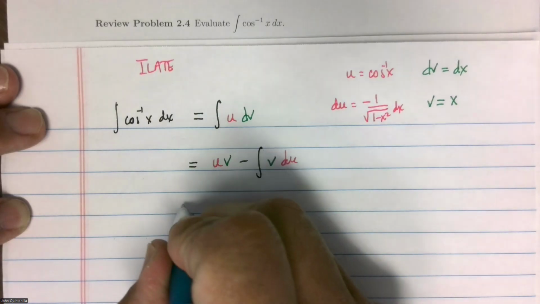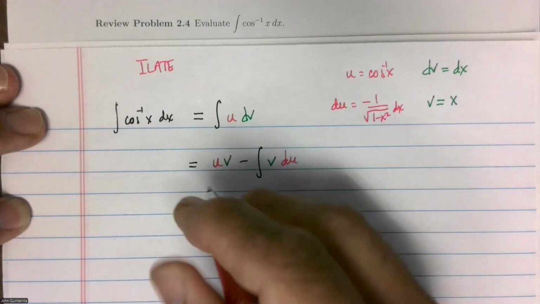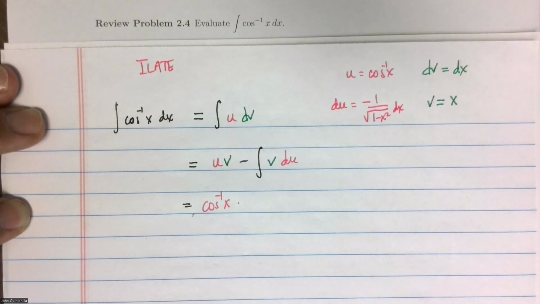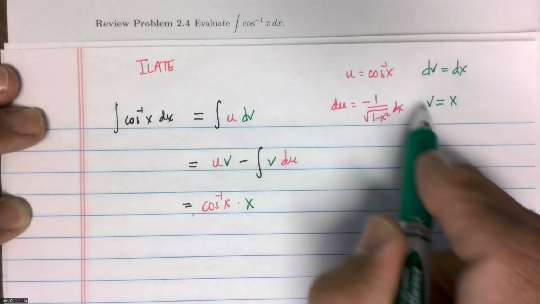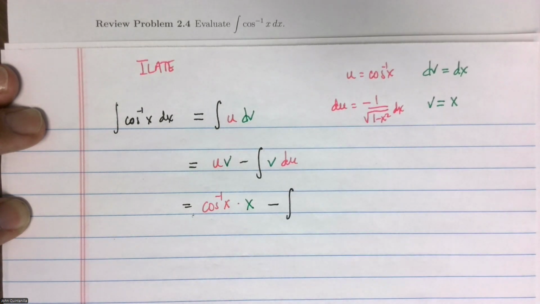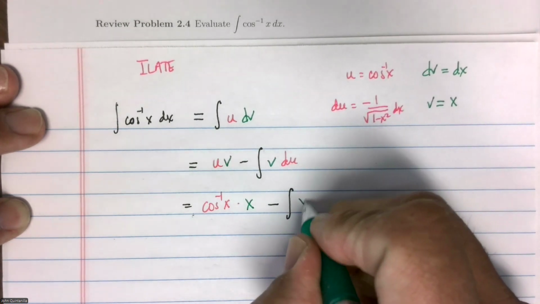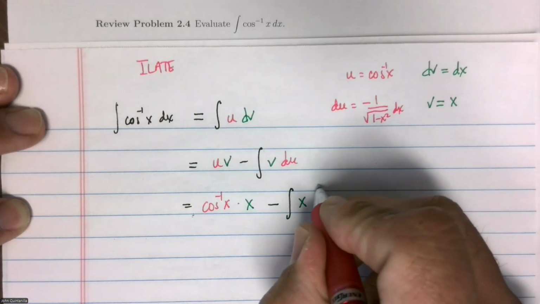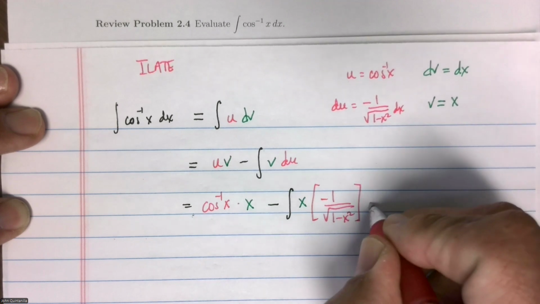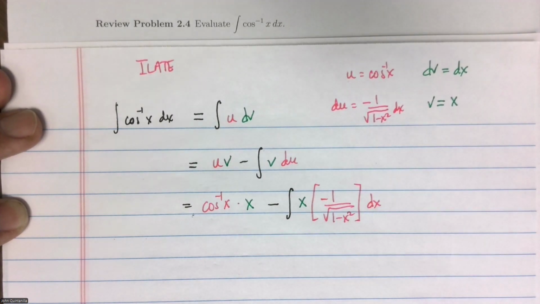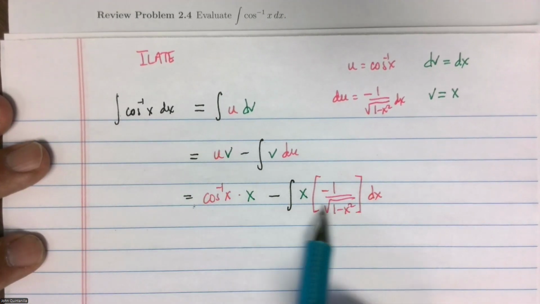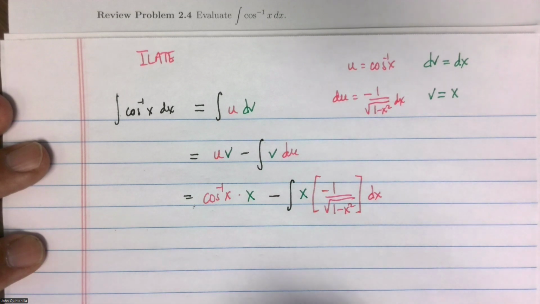And so I'll now do the substitution. u is equal to arc cosine of x, times v, which is x, minus the integral of v du, so x times negative 1 over square root of 1 minus x squared dx. Okay, so I've traded one integral for another, and hopefully this other integral is easier to deal with.